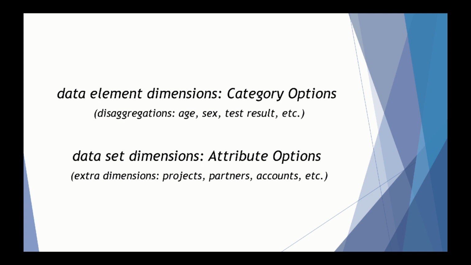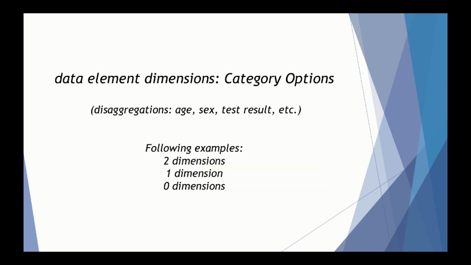And then we're going to talk about how that relates to what I call data set dimensions with attribute options. So first of all, let's look at category options, and I'm going to give 3 examples starting with 2 dimensions because that's what makes it make sense, and then show how the data works if you just have a single dimension or if you have no dimensions at all, no disaggregations from a data element, for example.